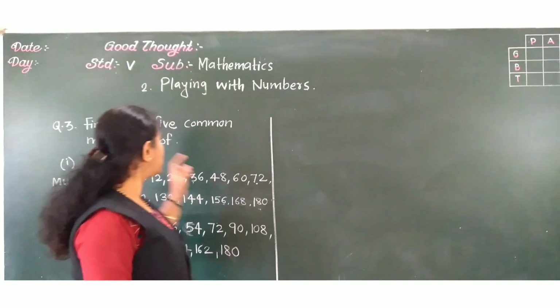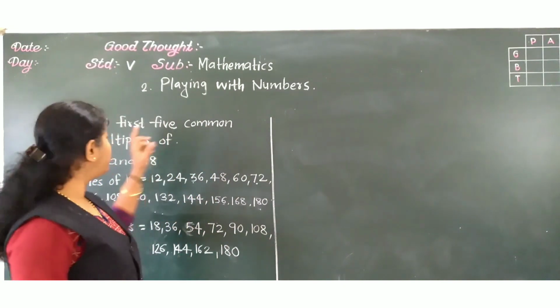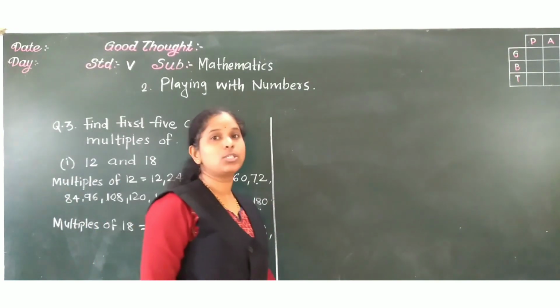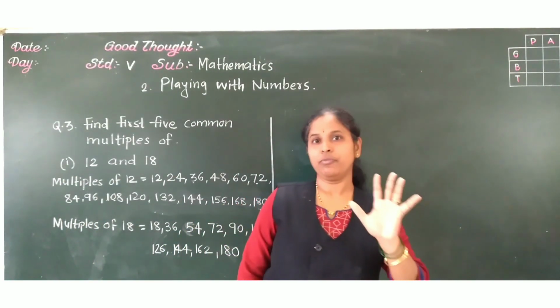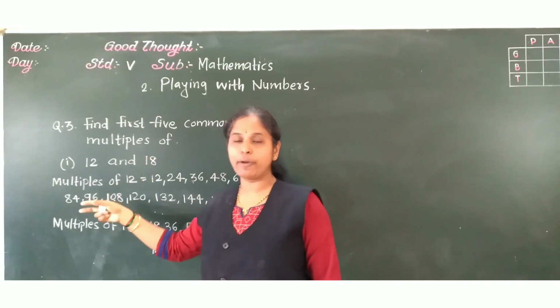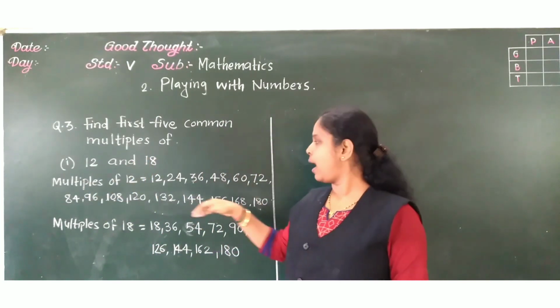Question number 3 is find first 5 common multiples of 12 and 18. It means we have to find the common multiples, the first 5. Means what? We have to write the 12 table and 18 table.